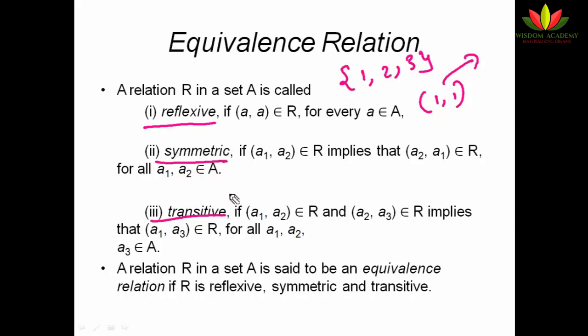Next is symmetric. Symmetric means if I am taking a relation where both should be even. So (2, 4) is even, right? Both 2 and 4 are even. And if I write (4, 2), both are also even, right? That is, if I take (x, y) and also (y, x), and both form a relation, then I will say it is symmetric.